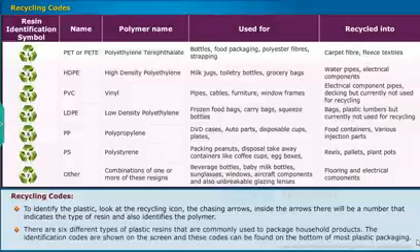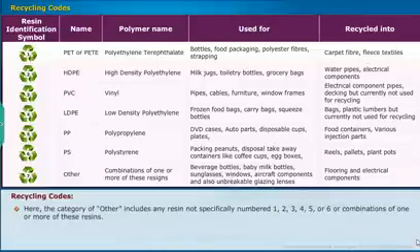There are 6 different types of plastic resins that are commonly used to package household products. The identification codes are shown on the screen, and these codes can be found on the bottom of most plastic packaging. Here, the category of other includes any resin not specifically numbered 1, 2, 3, 4, 5 or 6, or combinations of one or more of these resins.